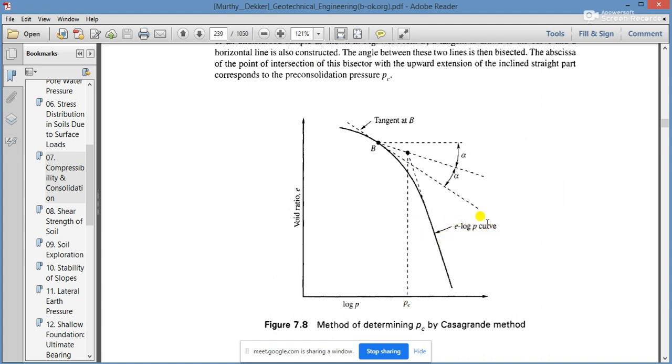And this whole story is about the E log P curve. The purpose of the E log P curve is to find out this Pc value. This may come in theory as well as in the GATE exam also. Some short questions may come: what is the E log P curve, and what are the elements of the E log P curve, like that. So this is one of the important things.